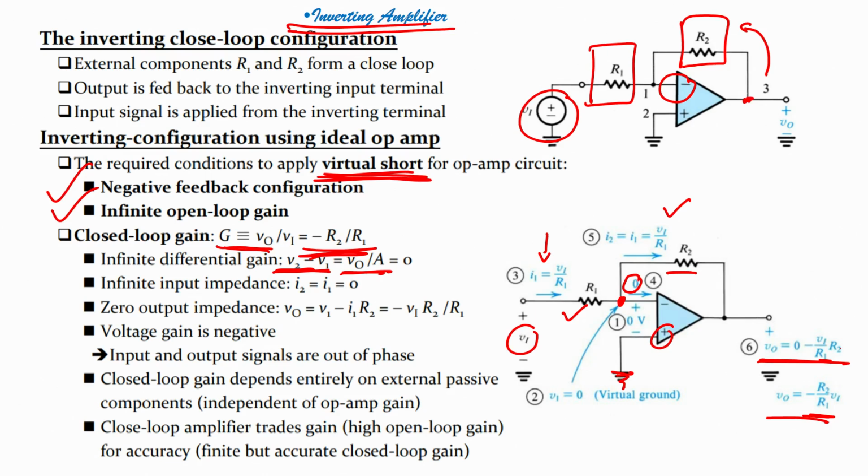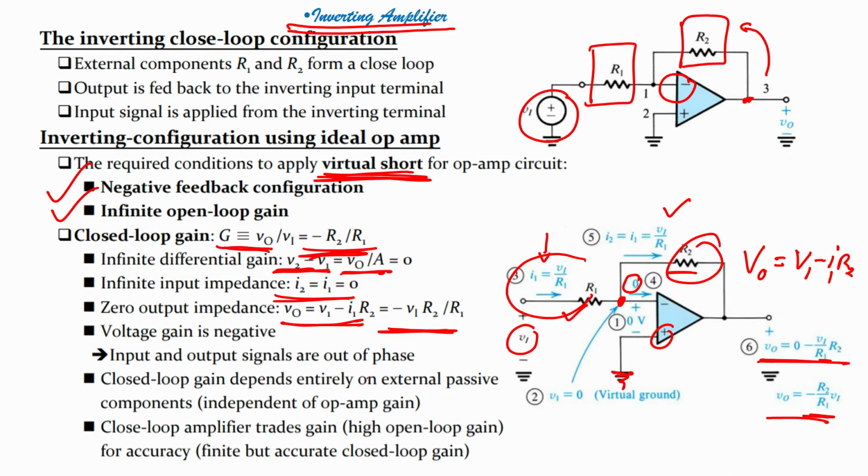We know that it has infinite input impedance, that means my I1 equals I2 equals 0. Then I have 0 output impedance, that means my output voltage will be VO equals V1 minus I1 R2, that is correct. You see here, this is R2. So, VO equals V1 minus I1 R2, right. If I substitute the value, what will I have?